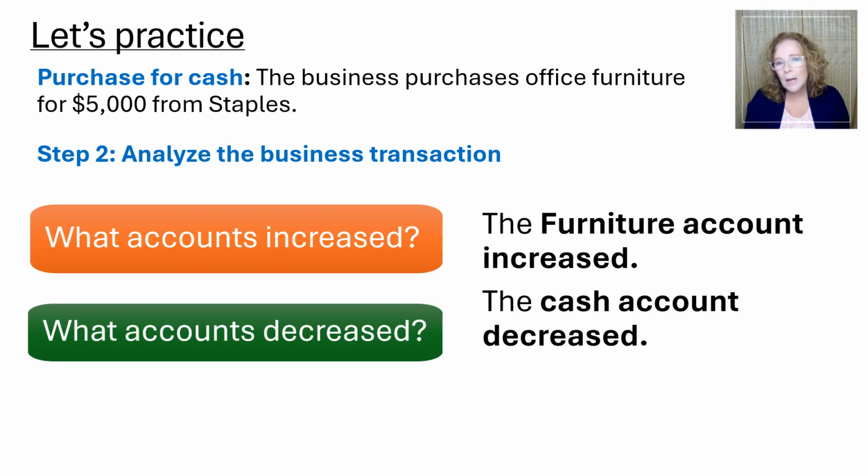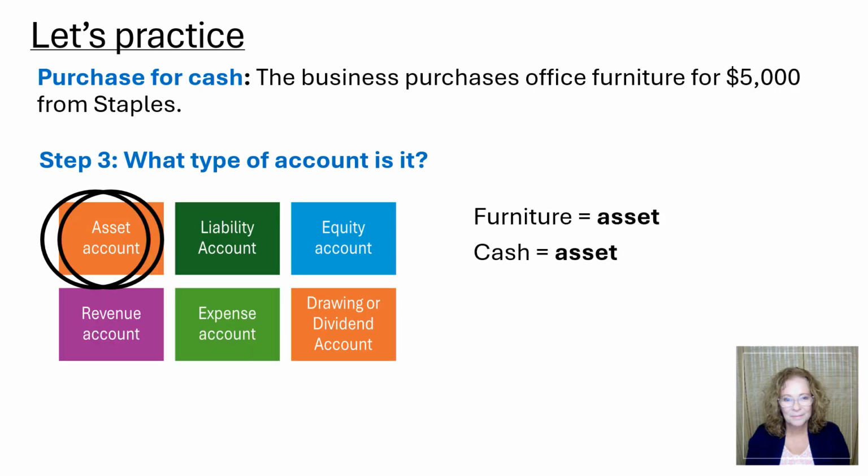In step 2, we now determine what accounts increased and/or decreased. Every transaction must have had at least 2 parts. That is why accounting is also called double entry bookkeeping. So for our example, the furniture account increased because the business now has more furniture. The business also paid cash for the furniture, and that means that the cash account decreased. So for this transaction, the furniture account increased and the cash account decreased.